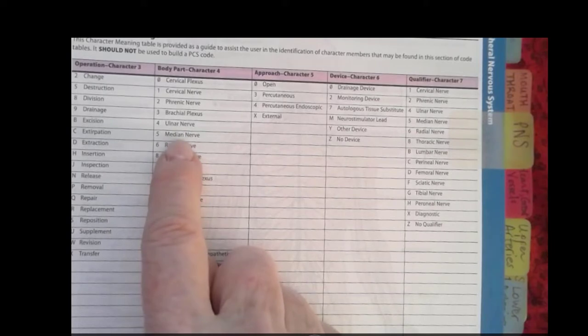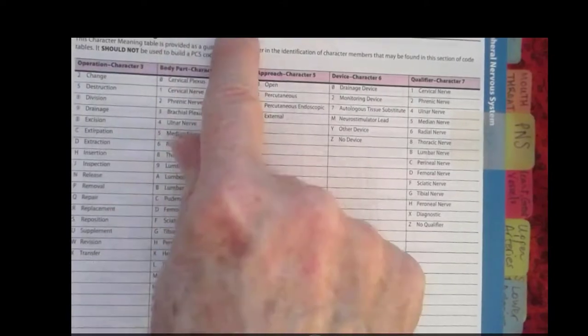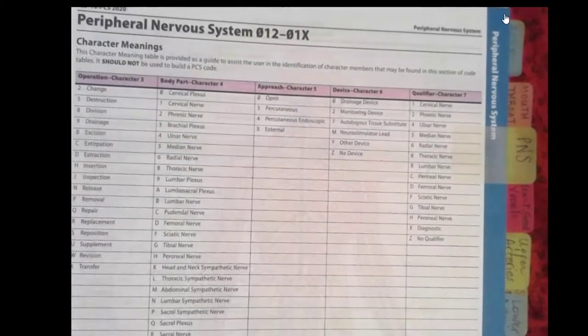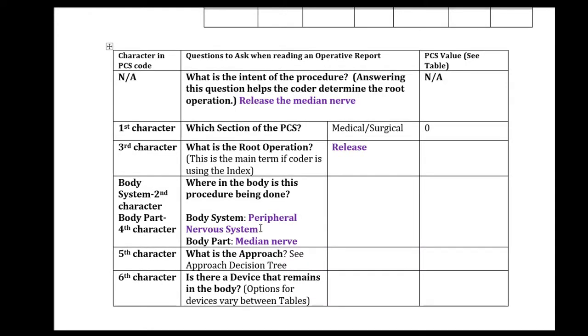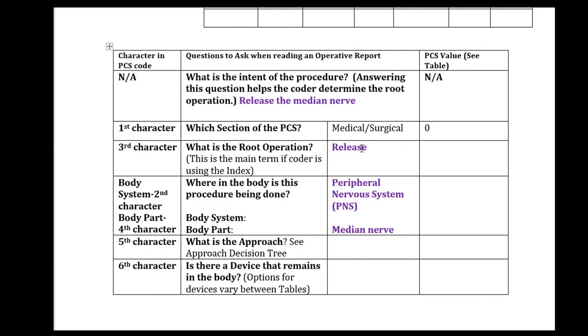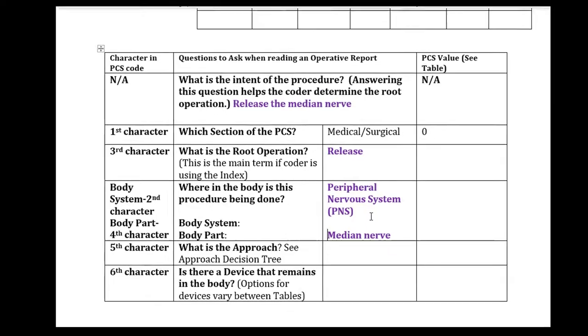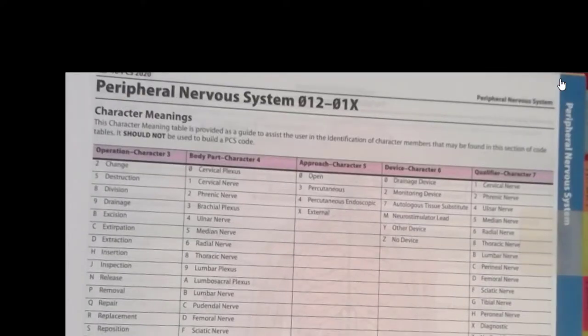So both releases that are accomplished in this procedure, this operative report, are in the peripheral nervous system, which is a value of 1. So the body system is peripheral nervous system, which I abbreviate as PNS. Now we know our root operation is release, and it's a peripheral nervous system. So if we look at that table, you see the second character is 1 for the peripheral nervous system.